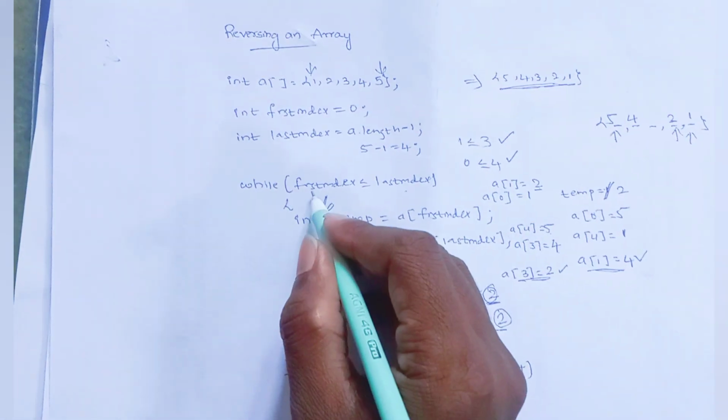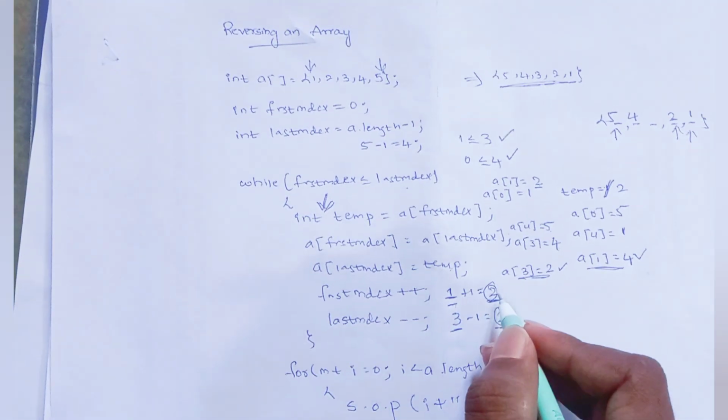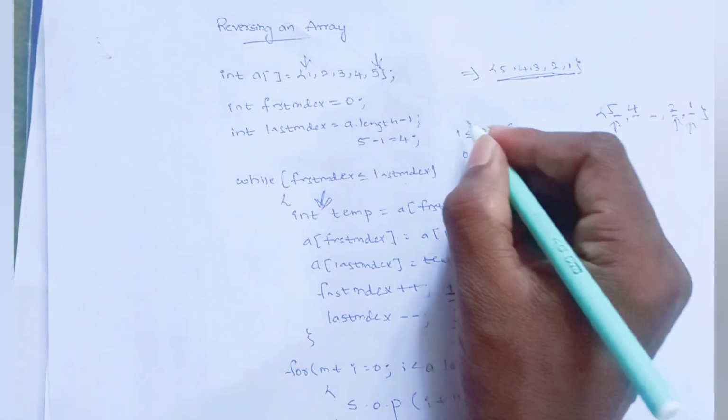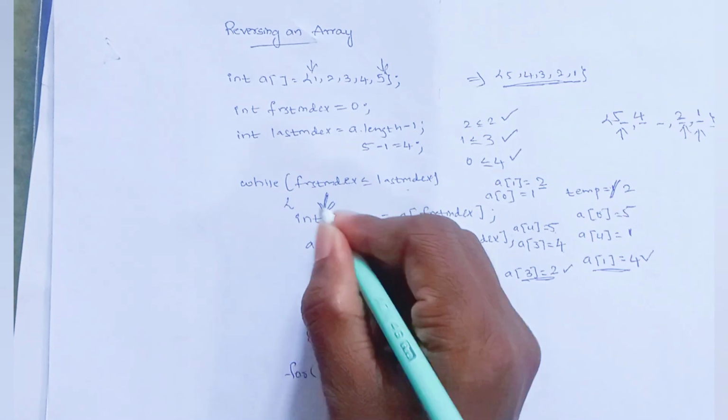And then it checks the while condition. First index less than or equal to last index. The first index value is 2 and the last index value is 2. That is 2 less than or equal to 2. The condition is true. Enters into the while loop.